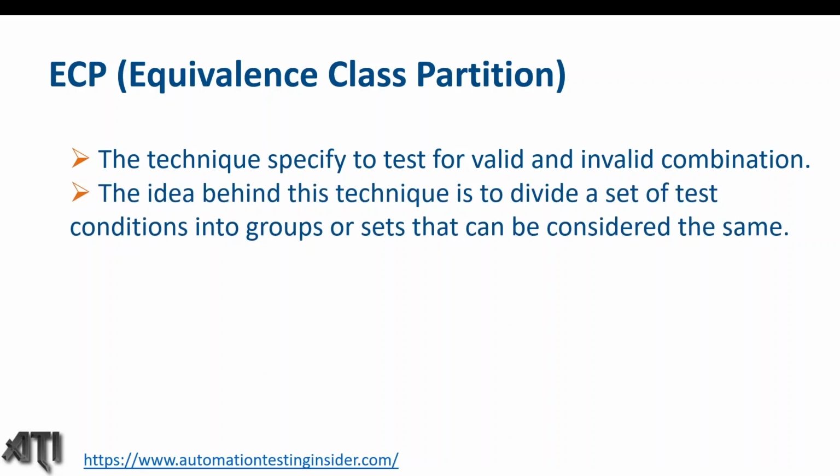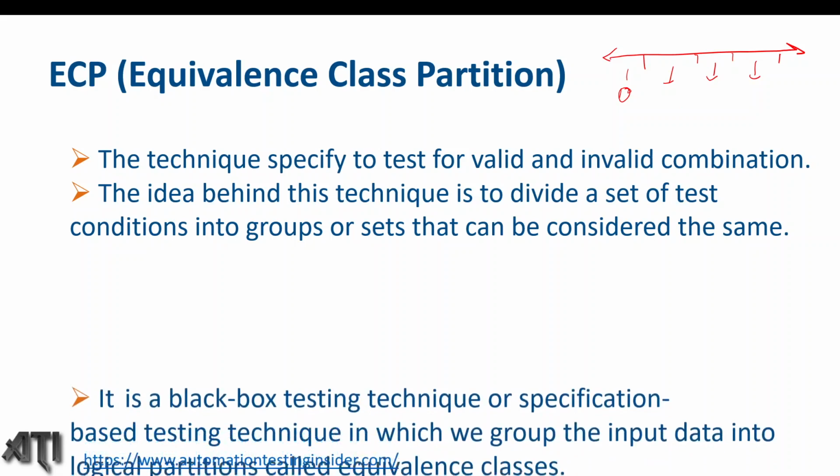The idea behind this technique is to divide a set of test conditions into groups or sets that can be considered the same. So let's say we have different ranges of values. We divide them into different partitions. That is part of this equivalence class partitioning. From each partition we take one value and test our application. I'll give you an example as well.